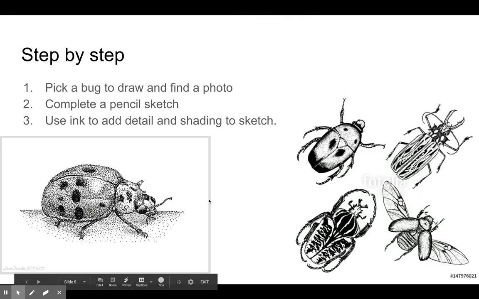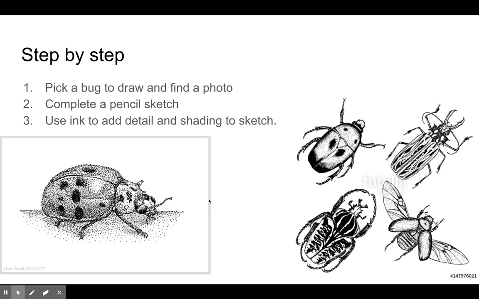So these are some examples of some ink drawings of bugs. So you can see that there's lots of different ways that you can draw a bug, lots of different bugs you can draw. Like I said, you're going to pick out a bug to draw, you're going to sketch it, and you may want to find a photo. I highly suggest looking at a photo. And then once you have it drawn out the way you want it, you're going to go over it with ink and add in all your shading and detail with ink.